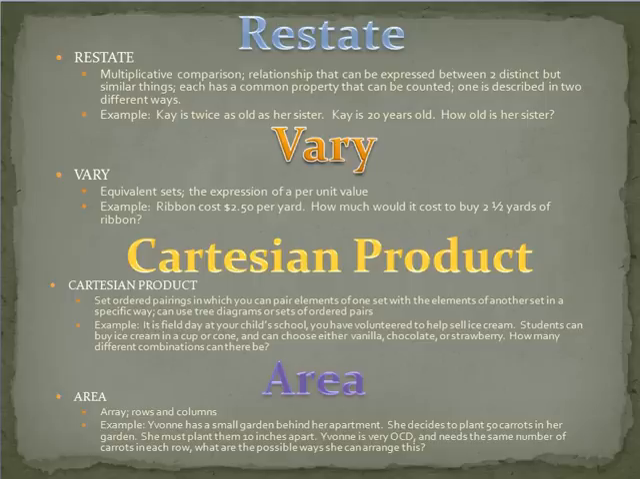Area is the last one. This is an array of rows and columns. Yvonne has a small garden behind her apartment. She decides to plant 50 carrots in her garden. She must plant them 10 inches apart. Yvonne is very OCD and needs the same number of carrots in each row. What are the possible ways she can arrange this?